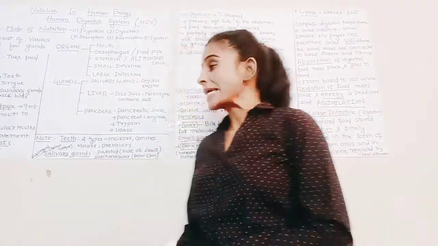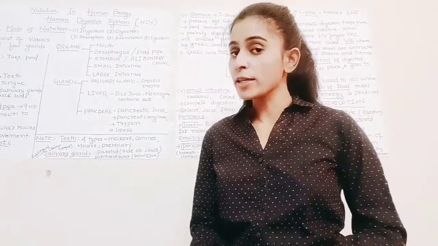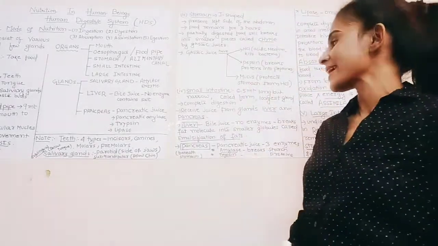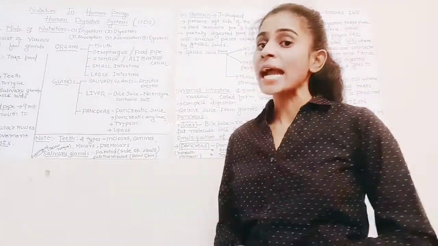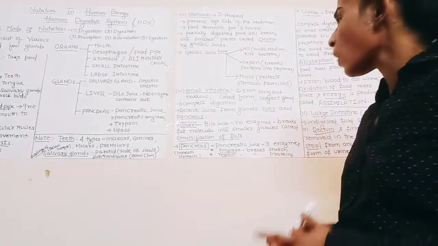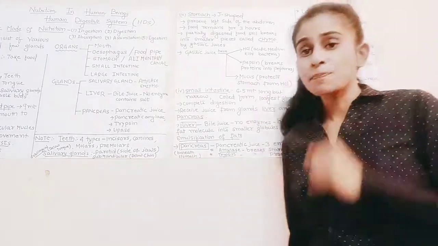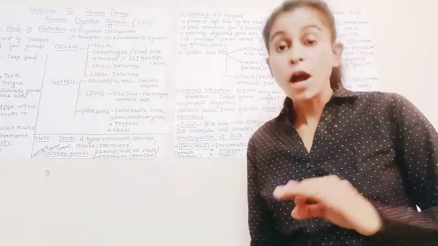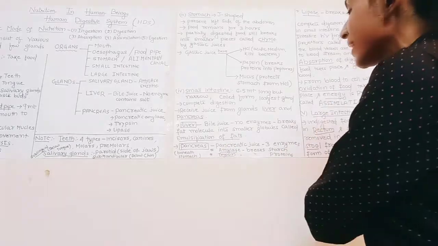The second juice which is secreted into the small intestine is from the gland pancreas, and it is called pancreatic juice. The juice released by the pancreas is called pancreatic juice. So what does this pancreatic juice do? This pancreatic juice has 3 enzymes in it. How many enzymes does the pancreatic juice have? The pancreatic juice has 3 enzymes.